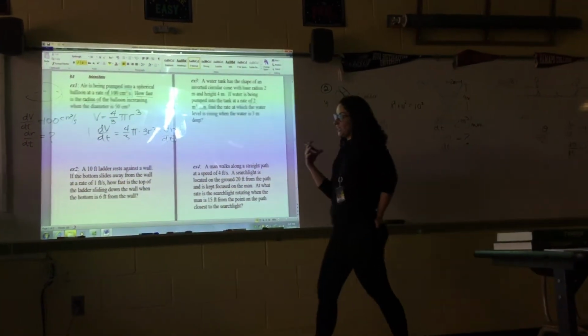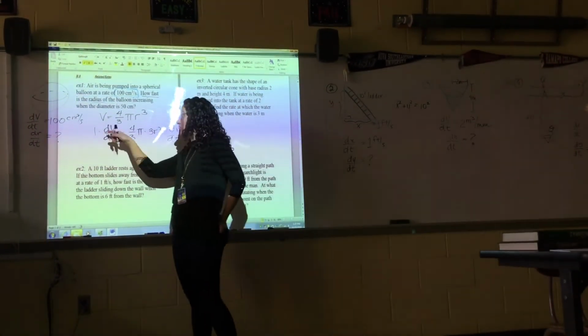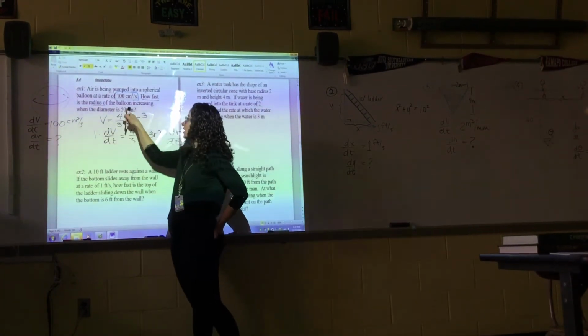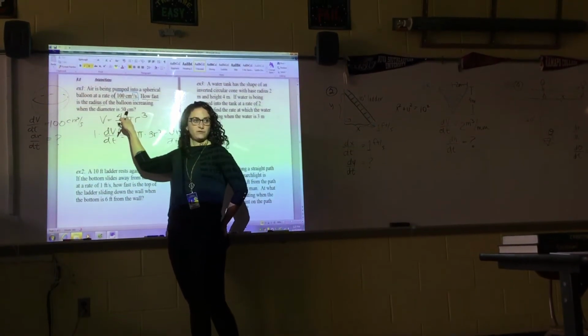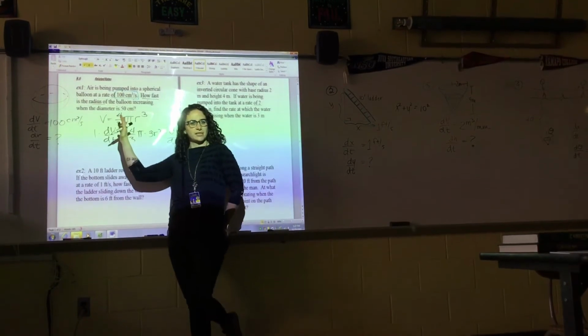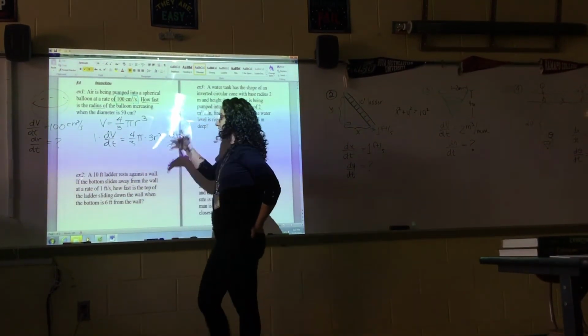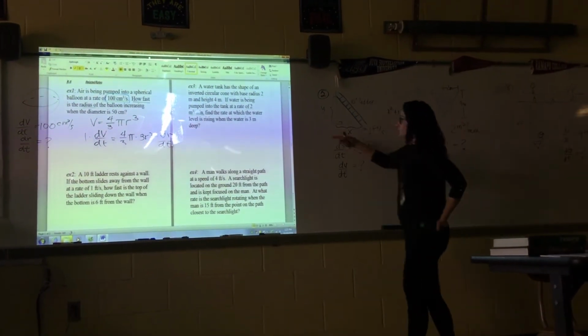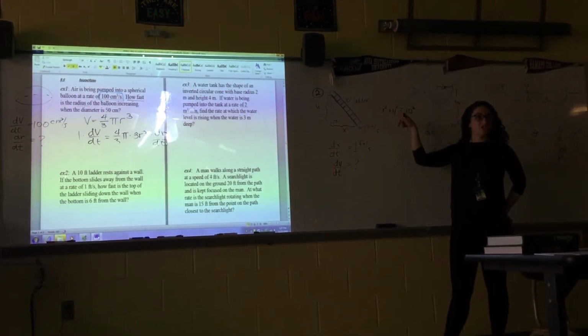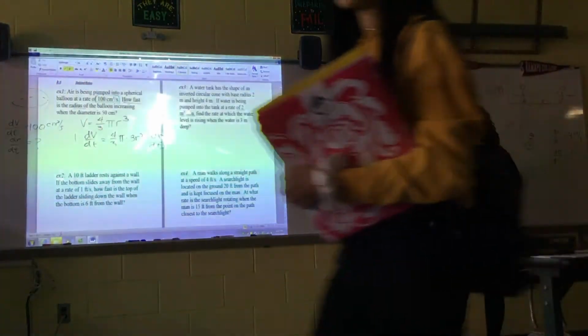If something is changing throughout, like the volume is always changing and the radius is always changing, it's asking me to freeze it at a moment when the diameter is 50. We'll get back to that in a second. Here, my x is changing, my y is changing, but that 10 is not changing, so it's okay to throw that in right away.